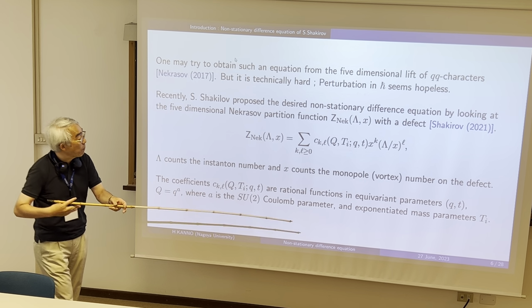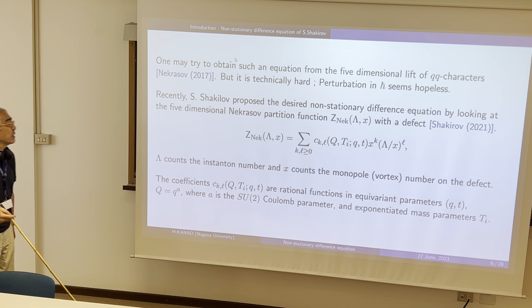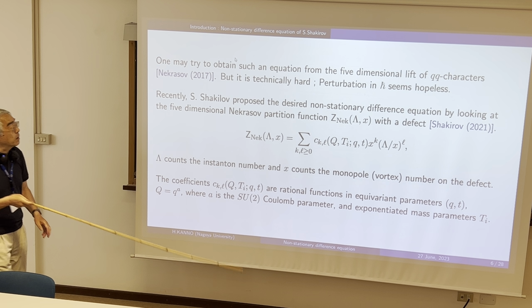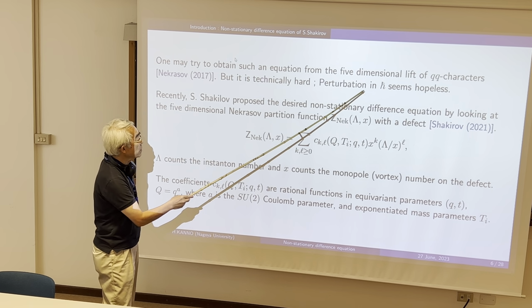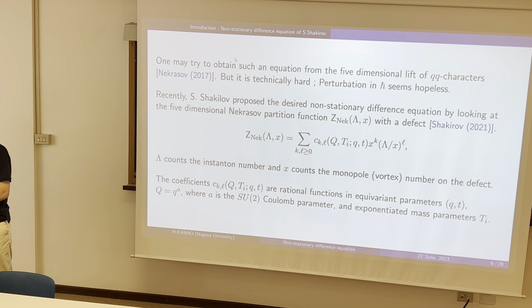So one may try, with h bar a parameter which defines the four-dimensional limit, to make a perturbation in h bar starting from the five-dimensional uplift of the qq-character. But organizing the many terms seems very hard, to give rise to a simple equation for this conformal block of the q-Virasoro algebra.